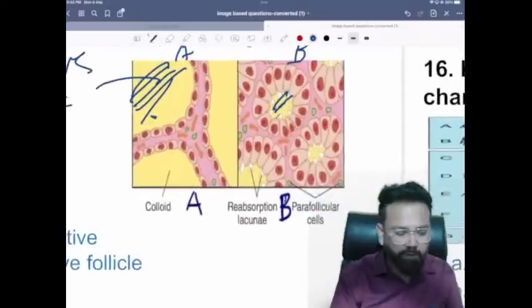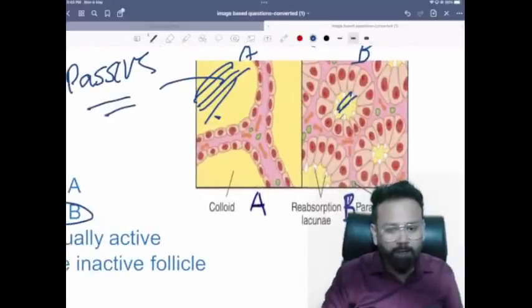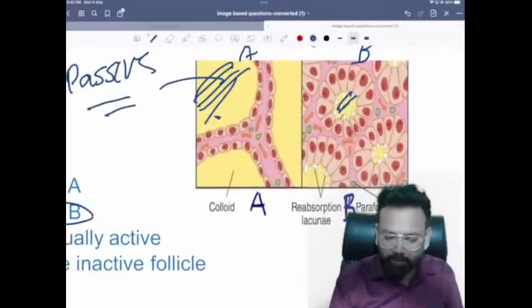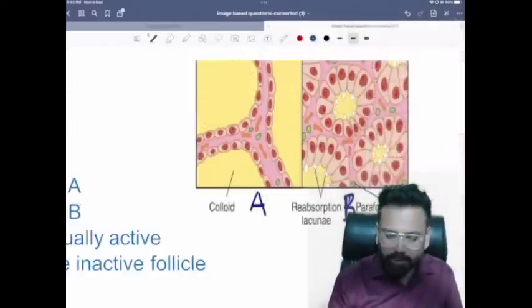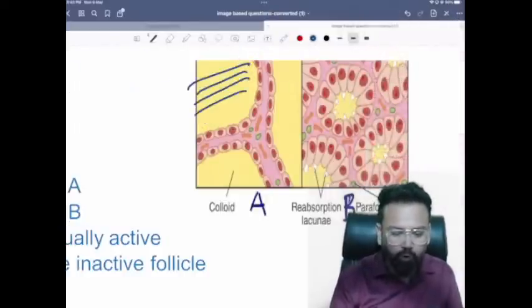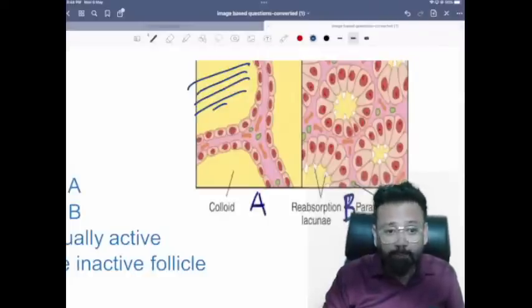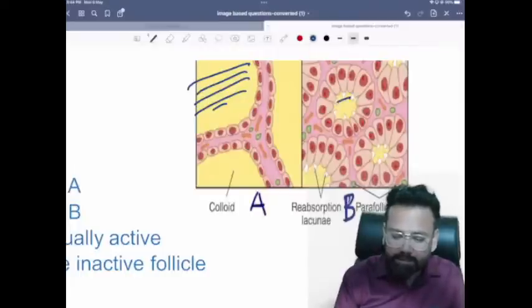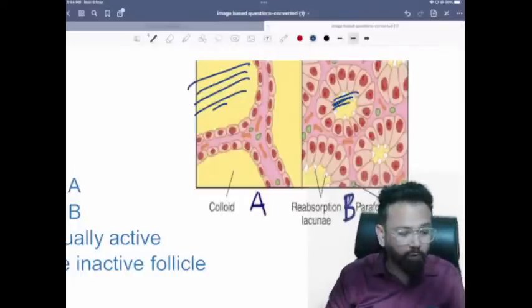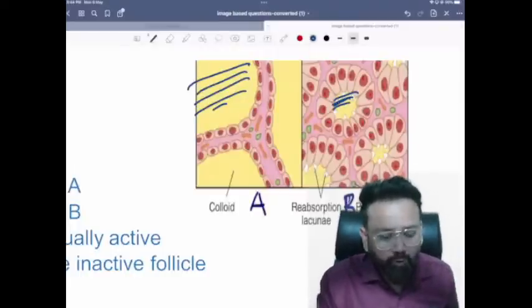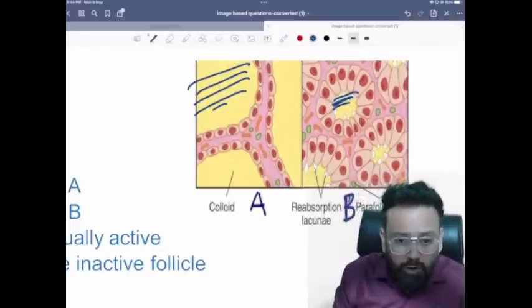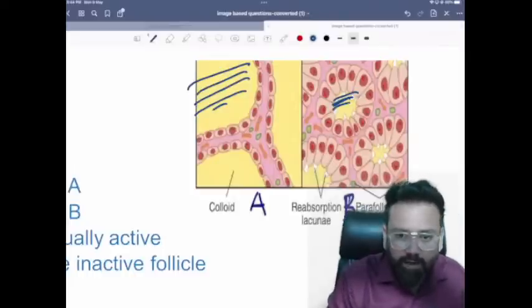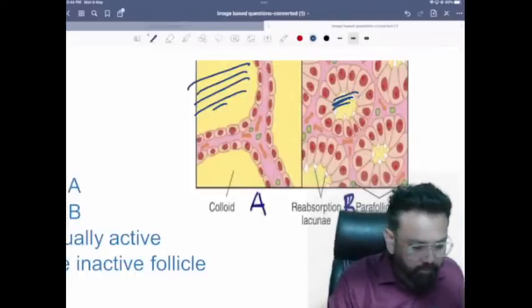These types of questions are asked nowadays. They will give you a follicle and they will give you thyroglobulin. Let me clear this page and you will see again. This has a lot of thyroglobulin, which means this follicle is passive, and this has less thyroglobulin. What does this mean? It means it is very active. It is forming a lot of thyroid hormone. That is why this is active.